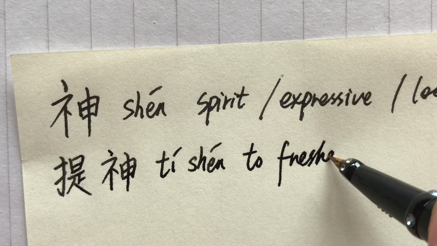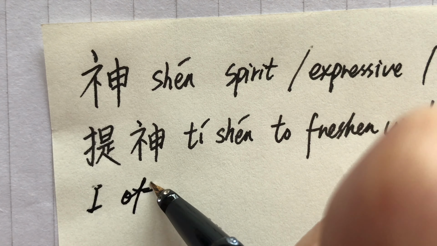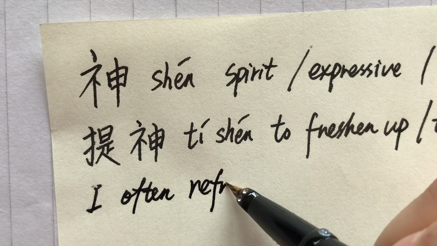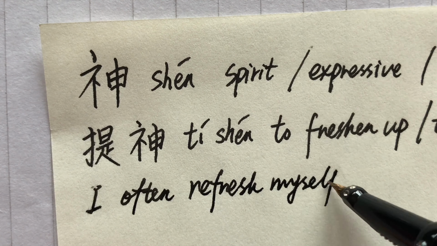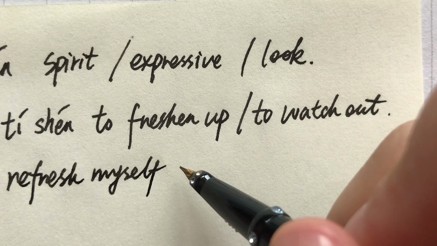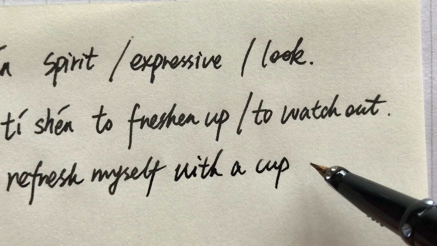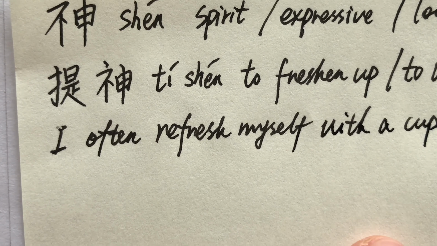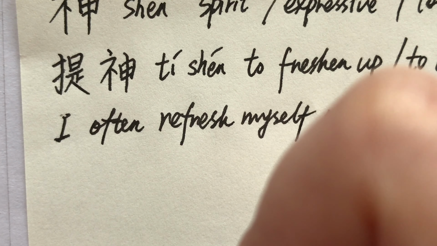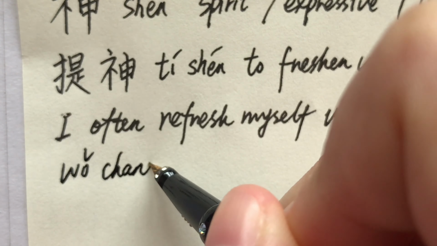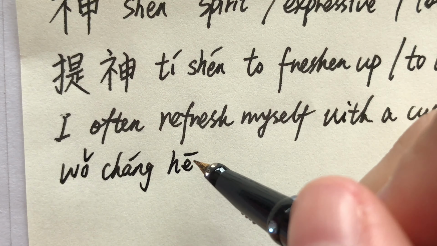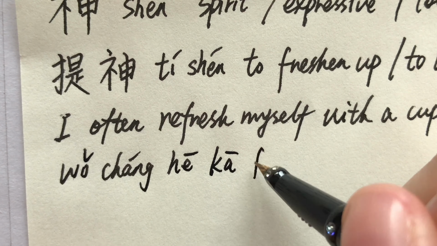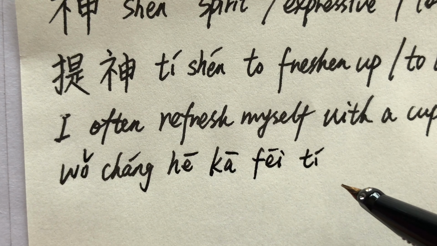Here is a sentence. I often refresh myself with a cup of coffee. 我常喝咖啡提神。I often refresh myself with a cup of coffee. 我常喝咖啡提神。常 often, 喝咖啡提神 refresh myself.